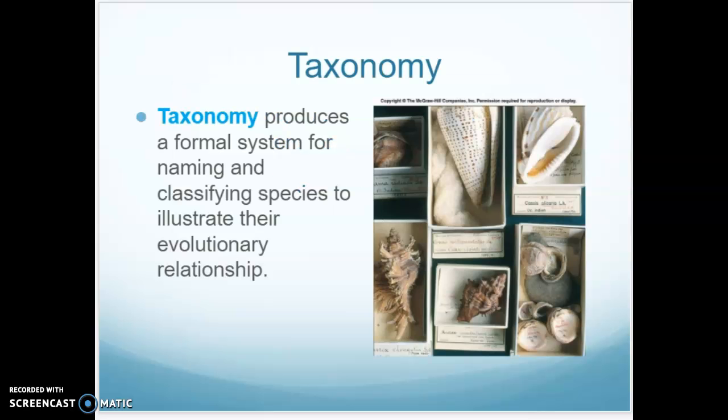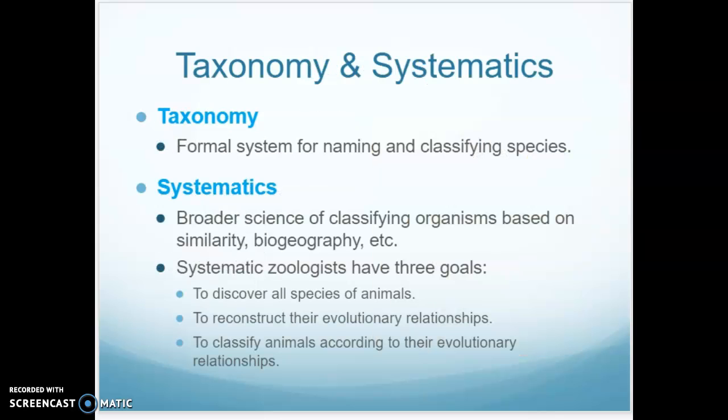Let's talk about taxonomy first. So you guys should have all had exposure to this in biology. Taxonomy, basically by definition, is that formal naming system for naming and classifying species in order to illustrate evolutionary relationships. When we talk about taxonomy, we're mainly focusing on, again, the formal naming system and classifying species. When we talk about systematics, it's a little bit different.